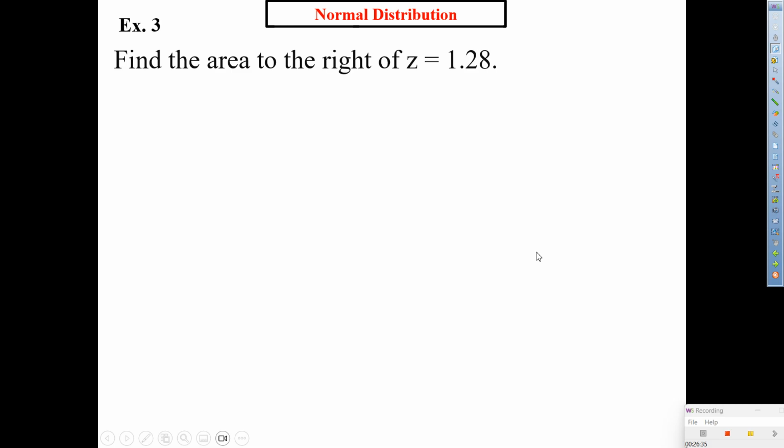Number 3. Find the area to the right of z equals 1.28. You're like, what? Yeah. So, copy that one, please. This is a little bit different, but you should be able to use some rationale to get that number. Find the area to the right of z equals 1.28. Write that down, please.